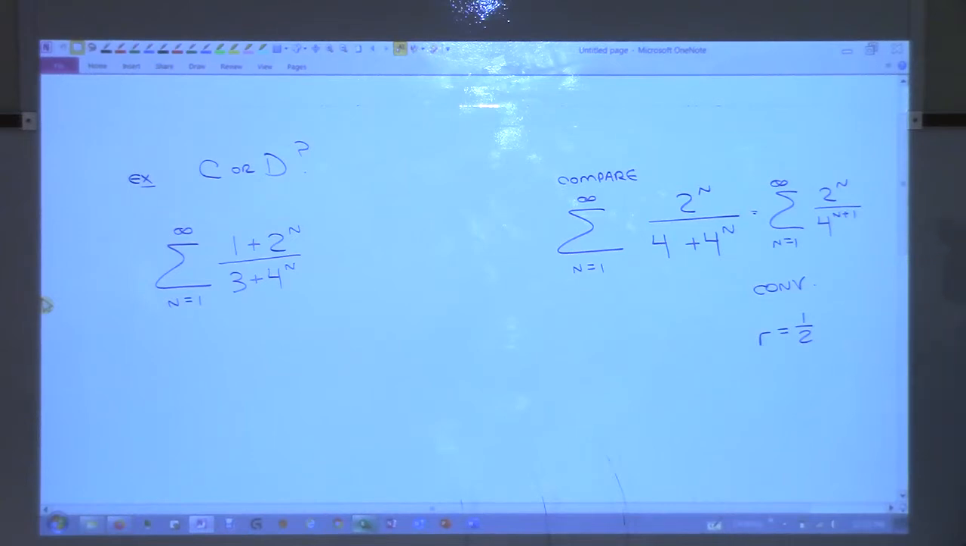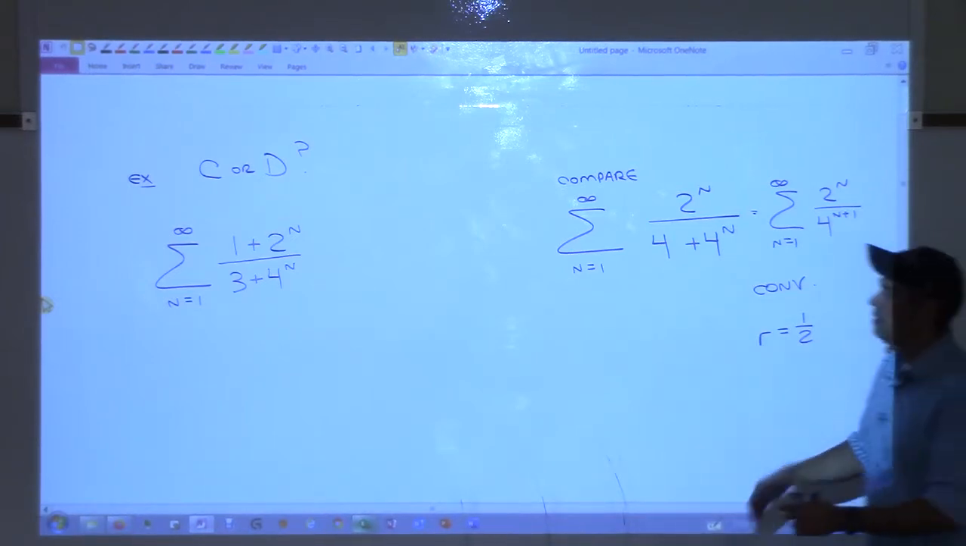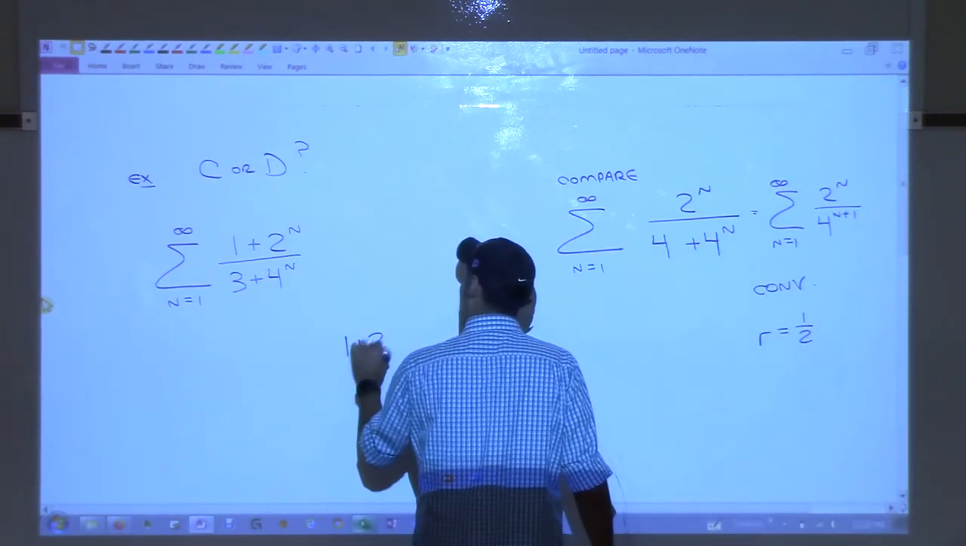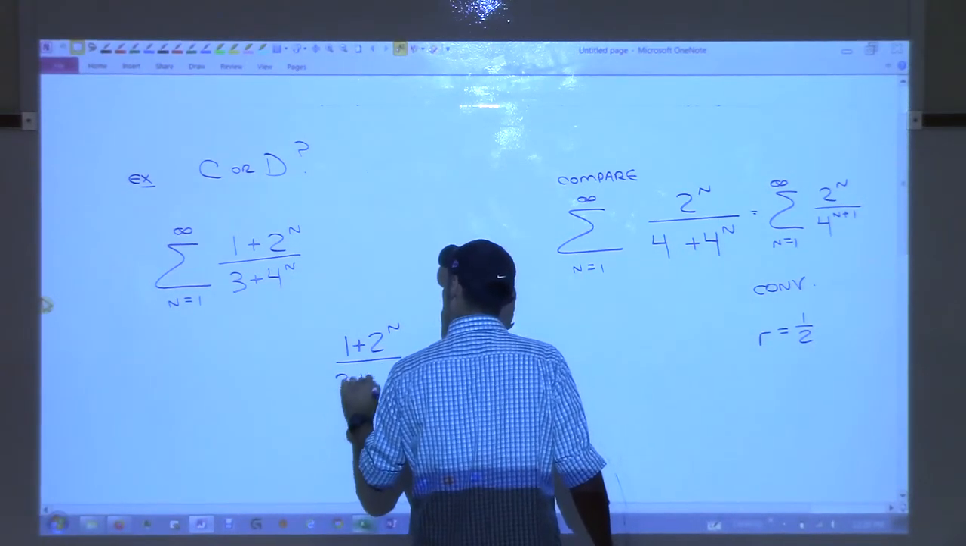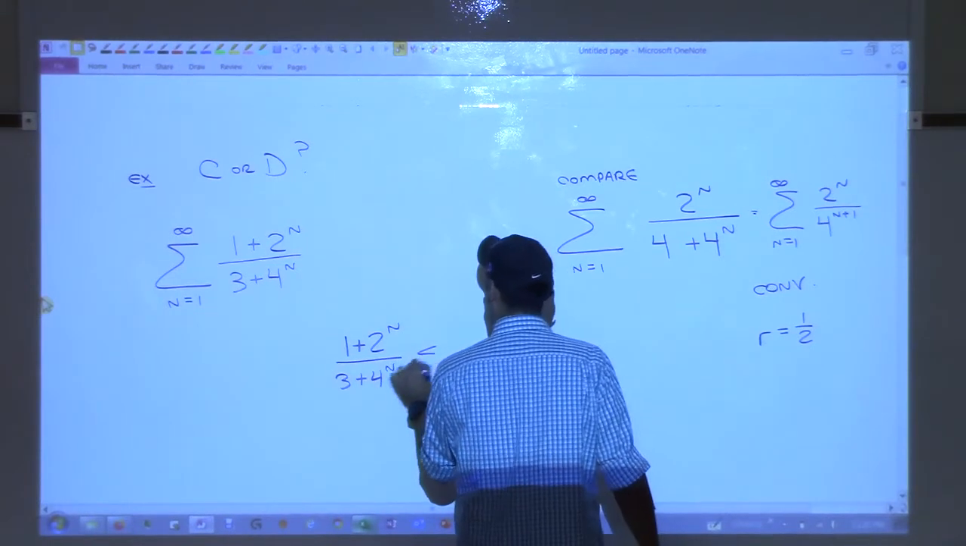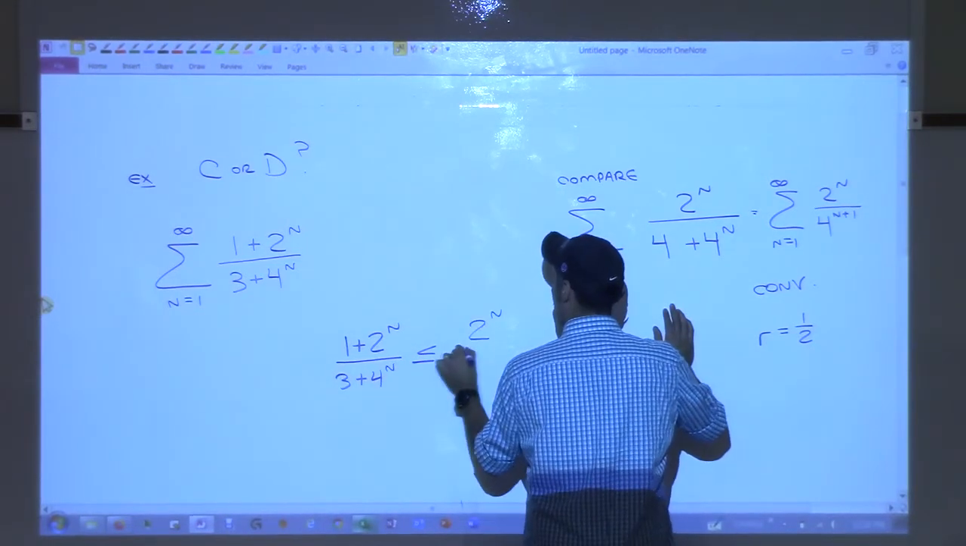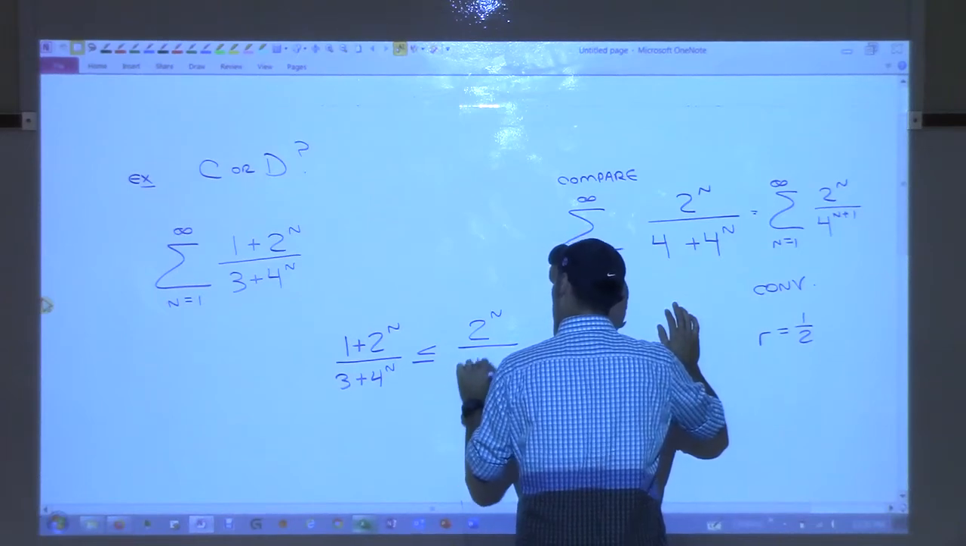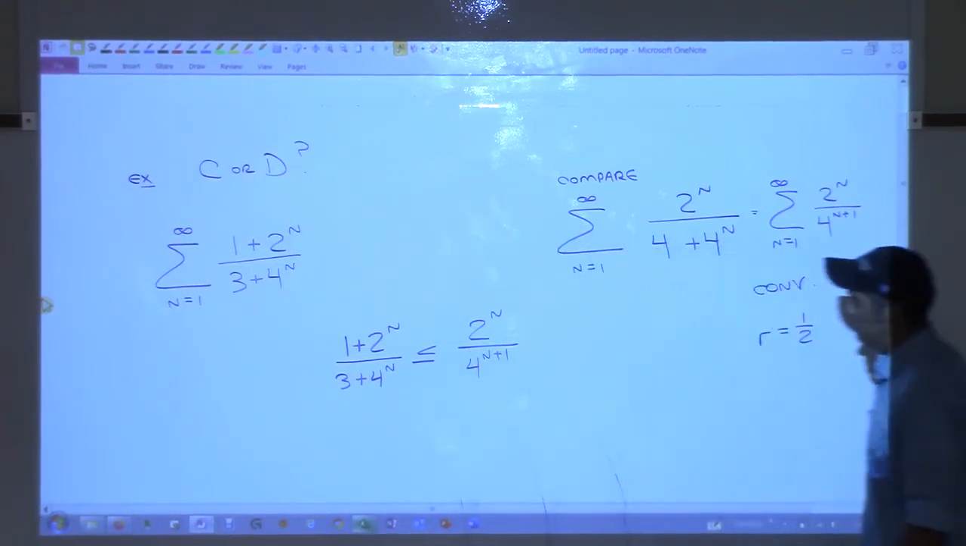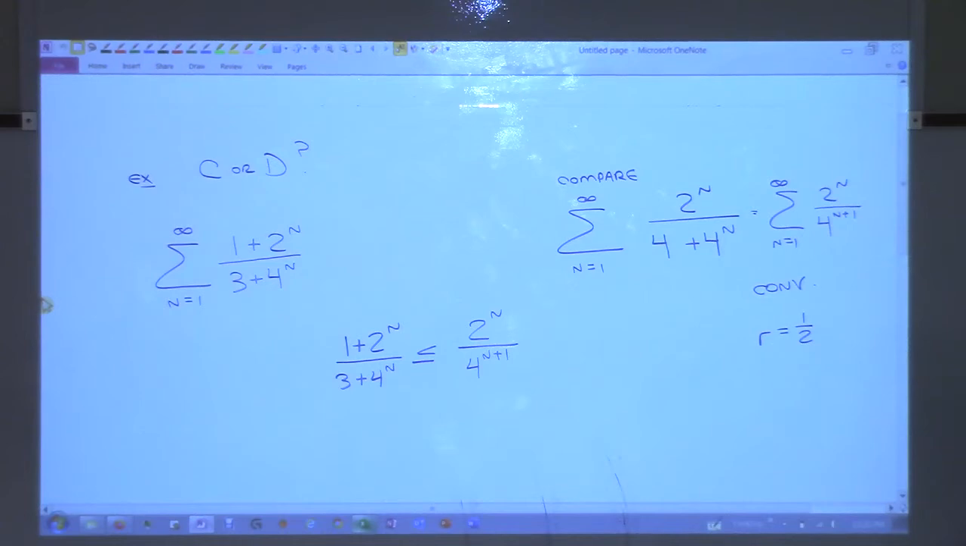Okay, now, let's try again the comparison, but my inequality is going to look like this now. And then 2 to the n over, see, 4 to the n plus 1. Does this help at all? What I'm trying to get y'all to see is the thought process of trying to come up with a comparison. I need that to hold. Does it help?